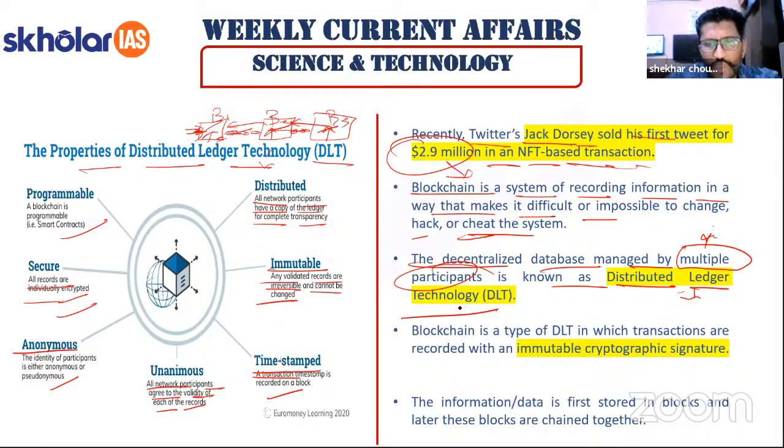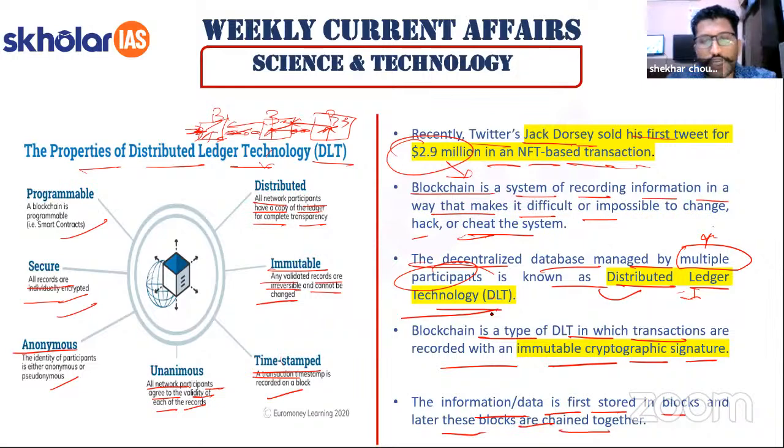So blockchain is a type of distributed ledger technology in which transactions are recorded with an immutable cryptographic signature, जो चेंज नहीं हो सकता, और हर किसी ट्रांजैक्शन का एक अपना सिग्नेचर होगा. The information data is first stored in blocks and later these blocks are chained together. जैसे मैंने ये बताया था, ब्लॉक्स में हो गया, हर इन ब्लॉक्स में क्या रहता है, इंफॉर्मेशन, जो भी ट्रांजैक्शन हुई है या इनपुट किया गया है वो इंफॉर्मेशन रहती है. तो ये ब्लॉकचेन, इसीलिए इसका नाम दिया गया है.